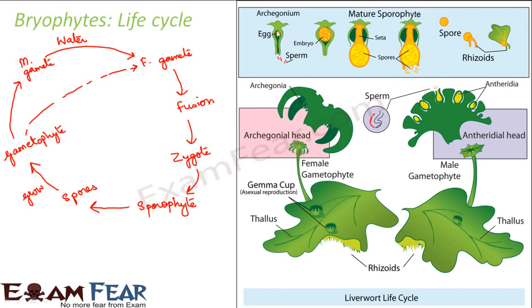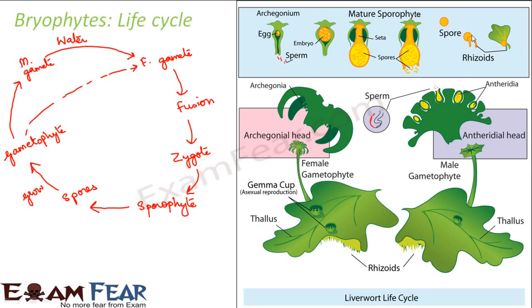Now this zygote will grow to form an embryo. This is how it has formed. And then this embryo will further grow to form a sporophyte. See, the sporophyte is again like a plant body with spores inside it. See, spores are present here. Now this sporophyte will release the spores. So this is a spore.